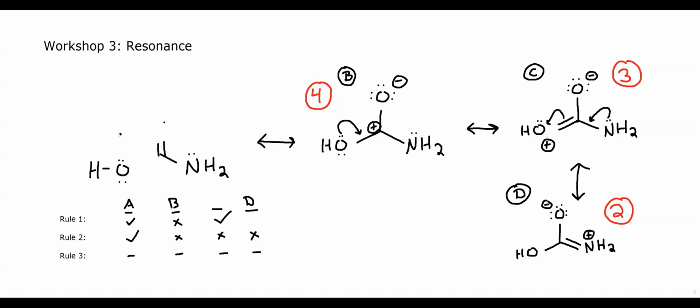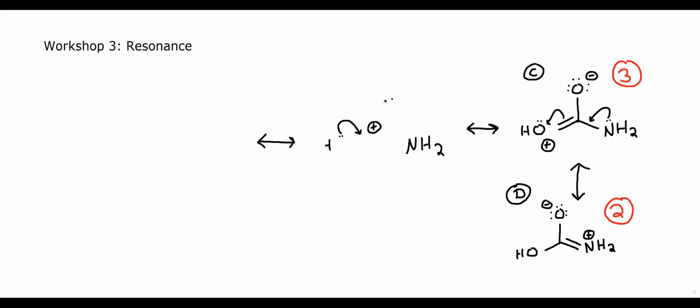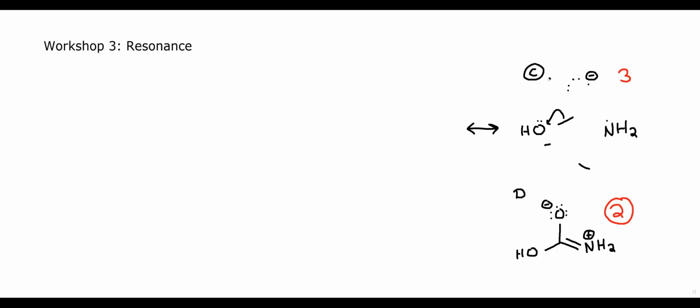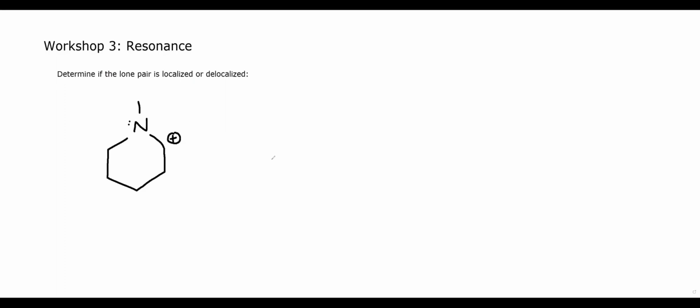Okay, so let's now look at an example where we have to determine if our lone pairs are localized or delocalized. That's something we finished off with last lecture. Let's take another look at that. So let's determine if the lone pair is localized or delocalized. And I'll draw some structures here. Let's start with this one. Nitrogen, 6-membered ring. Localized or delocalized?